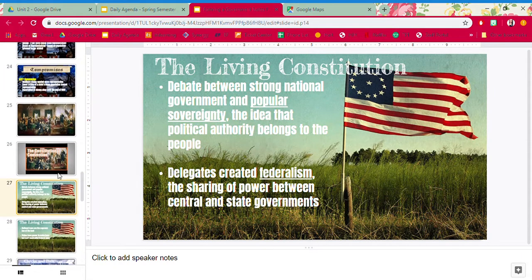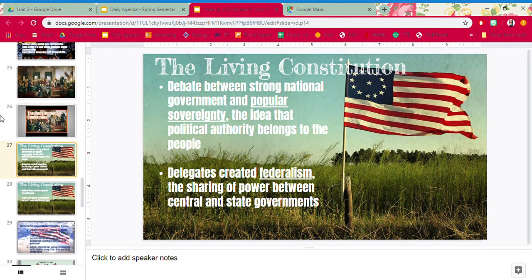Okay, so I wanted to point out a couple of things. So the living constitution. Here, let's talk more about this constitution, this document that these men are going to create to describe how our government works. So there's a big debate, obviously, between having a strong national government and popular sovereignty, or the idea that the political authority belongs to the people. And so, right, how do we make sure people have power, but how do we make sure the government has enough power to do things that need to be done?